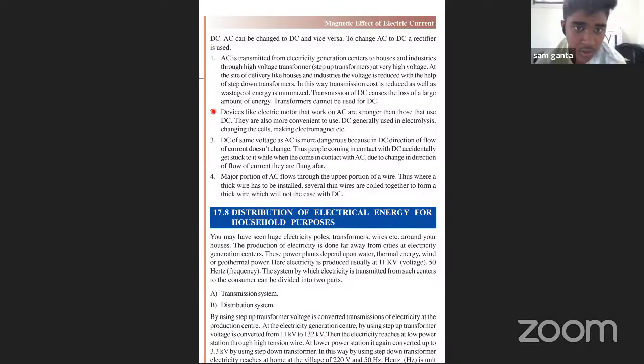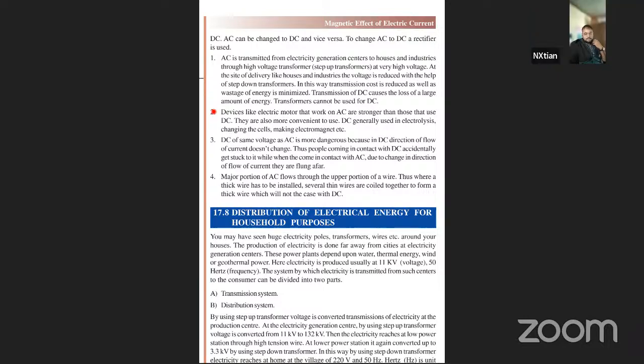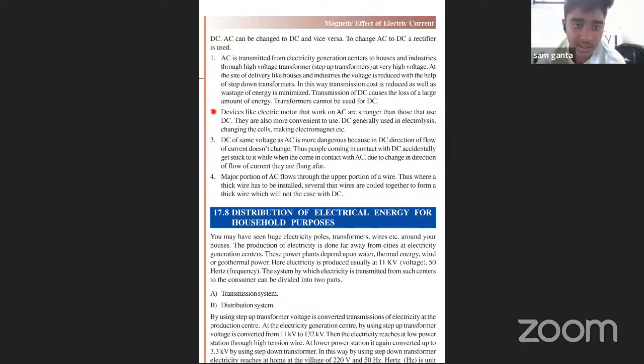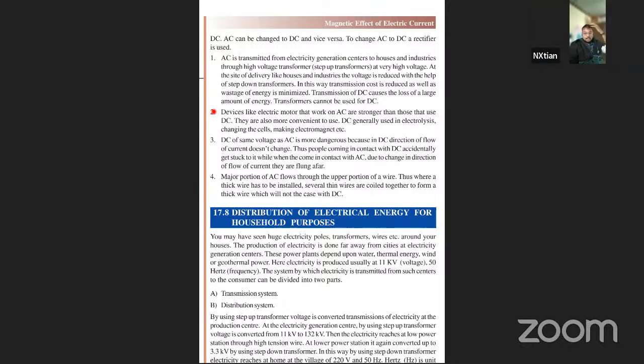Devices like electric motors that work on AC are stronger than those that use DC. They also are more convenient to use. DC generally is used for electrolysis, charging the cells, making electromagnets. So basically, DC is used in these things. But AC is stronger than DC. That's why we never use DC in our house appliances.